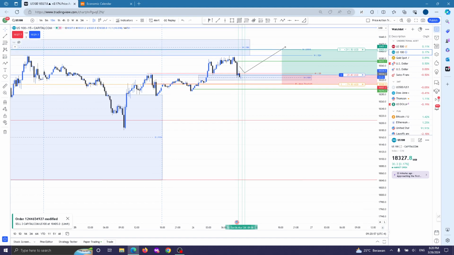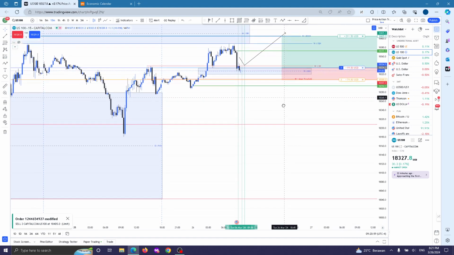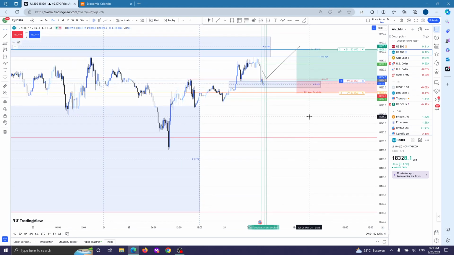Low. I'm okay taking this risk. This is my continuation model. Here we have a breaker, my friend. This is the breaker mean threshold and 4 hour mean threshold.